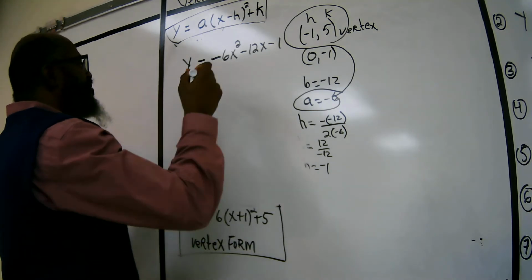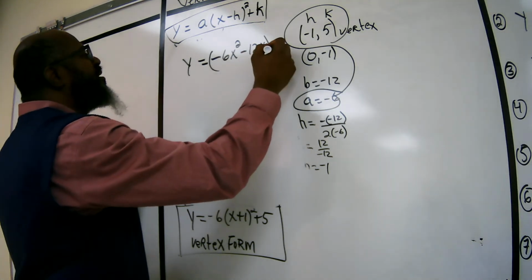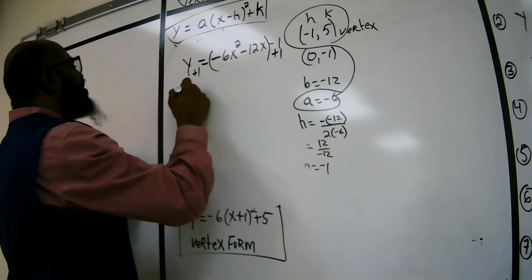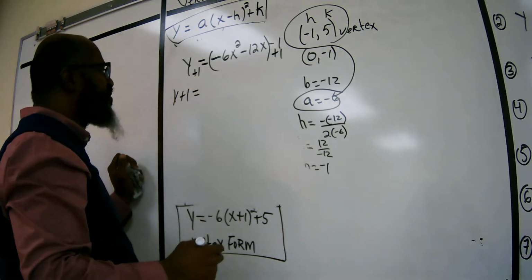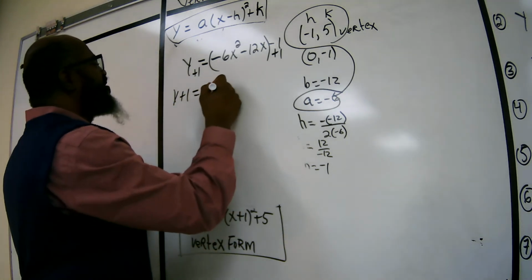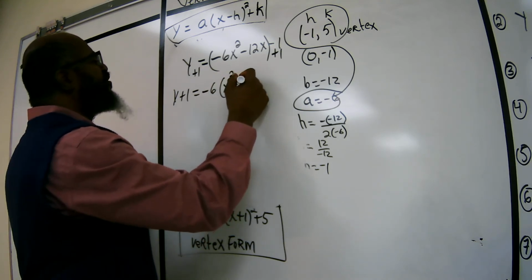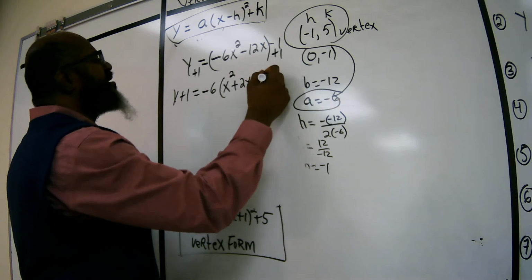Alright, we group and we add 1 on this side. You will have y plus 1 equal. Factor negative 6 out, x squared, that will give you plus 2x.